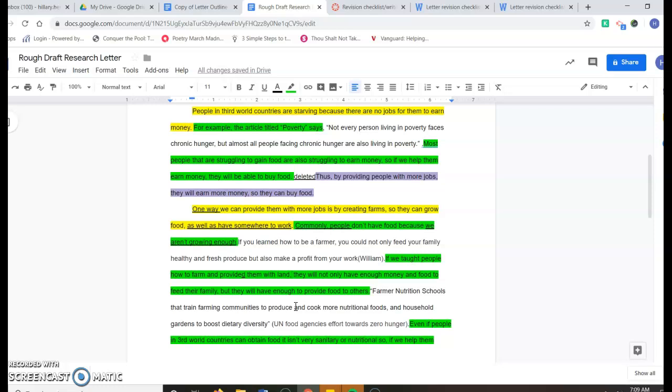Farmer nutrition schools that train farming communities to produce and cook more nutritional foods in household gardens to boost dietary diversity. I'm going to get rid of that. I know it's part of a quote, but it doesn't make sense to have that in there. So what I'm going to do is go like this, then you do a little bracket thing. Now it says farmer nutrition schools train farming communities to produce and cook more nutritional foods in household gardens to boost dietary diversity. Even if people, I kind of want to preface that a little bit better.